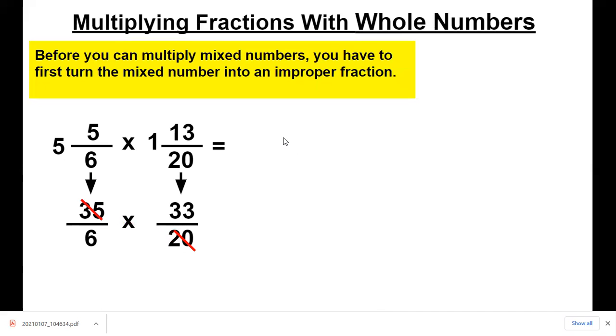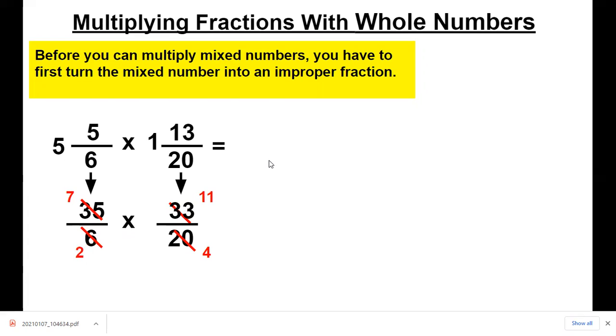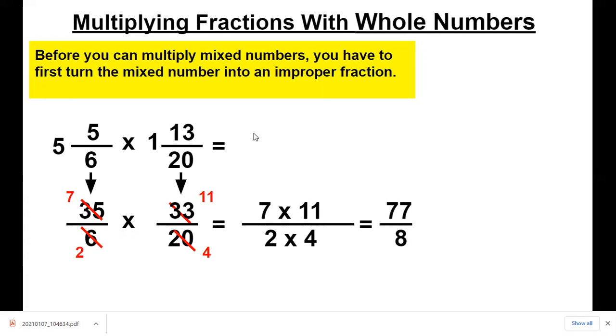So taking 35 divided by 5 is going to give me 7, and 20 divided by the same 5 is going to give me 4. Here I'm dividing by 3. So 33 divided by 3 is 11, and 6 divided by 3 is 2. And now I can multiply across the top. 7 times 11, and across the bottom 2 times 4. That's going to give me 77/8. Again, I have to change it back to a mixed number.